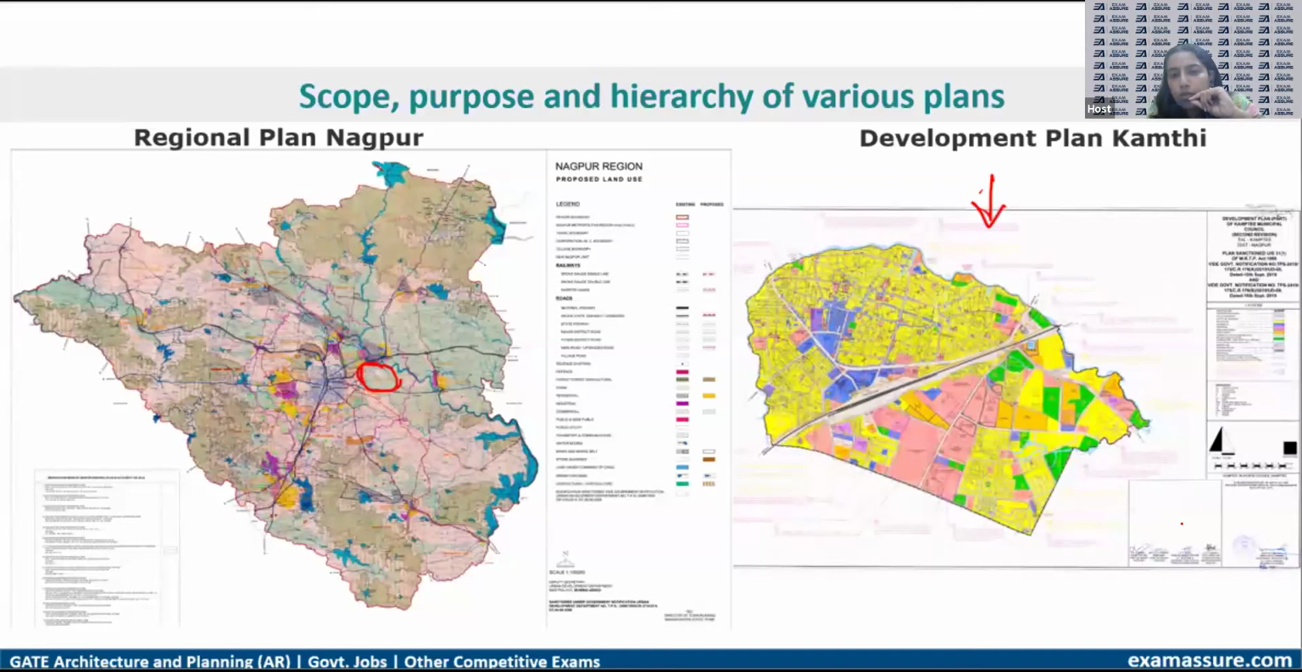Primarily, it is the land use, the area, the administrative boundary. Yes.